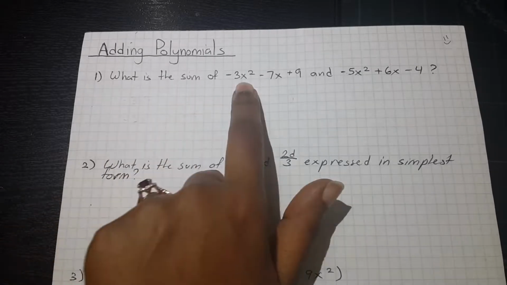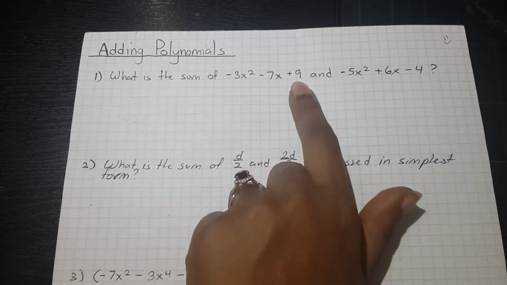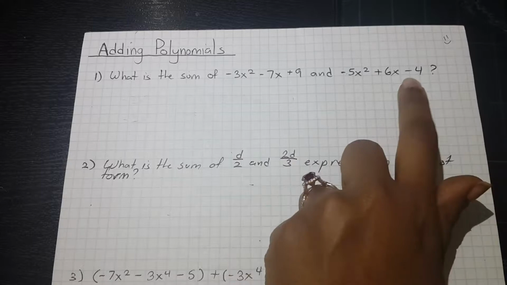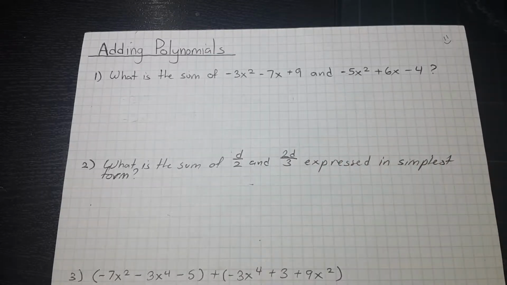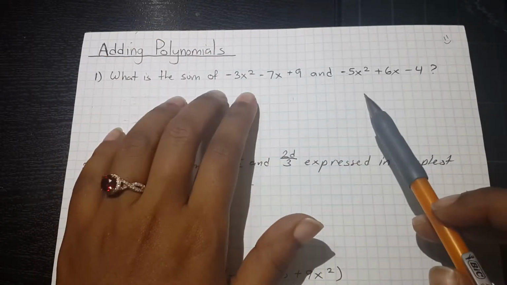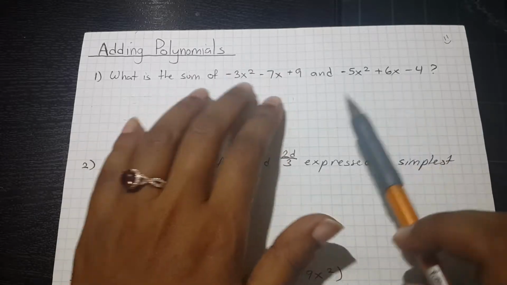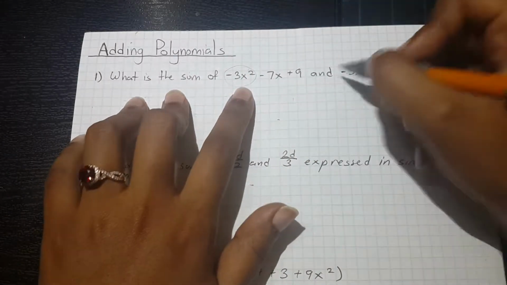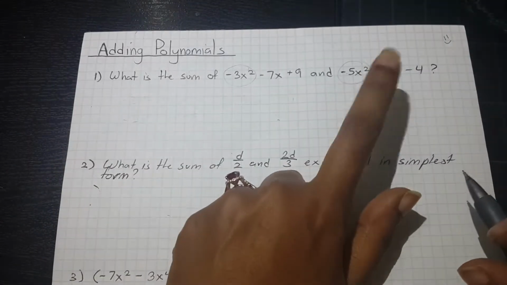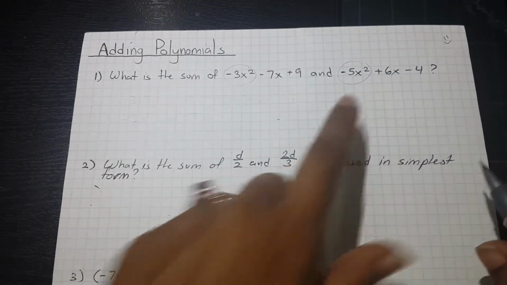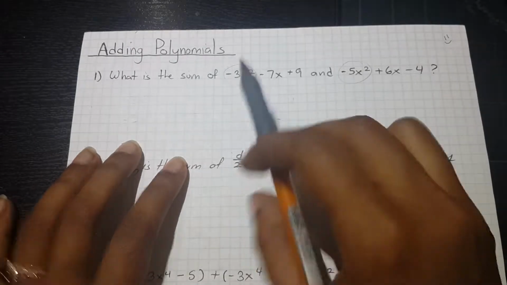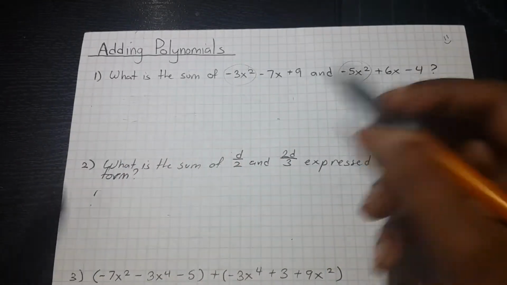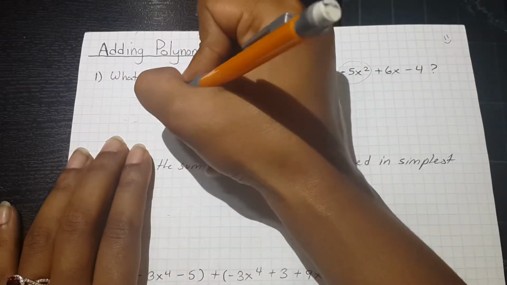What is the sum of negative 3x squared minus 7x plus 9 and negative 5x squared plus 6x minus 4? So the first thing we want to look for is like terms amongst these two trinomials. I'm going to start off with negative 3x squared. The term that has an x squared is going to be negative 5x squared in the second polynomial. So negative 3x squared plus negative 5x squared is going to be negative 8x squared. So let me write that here.